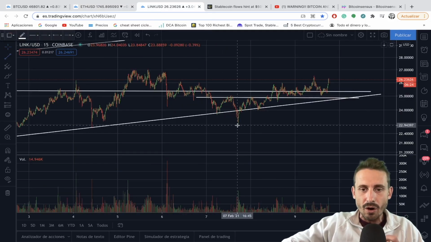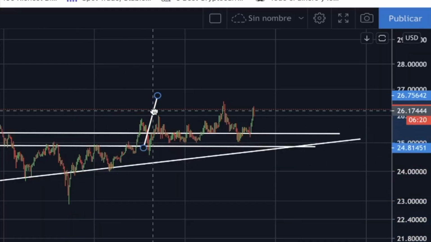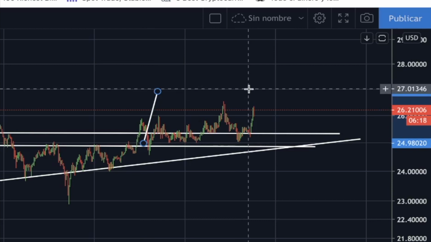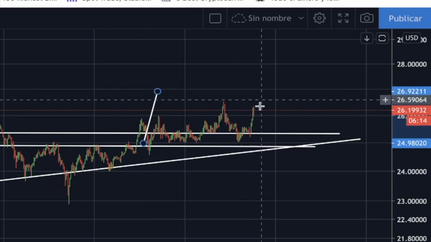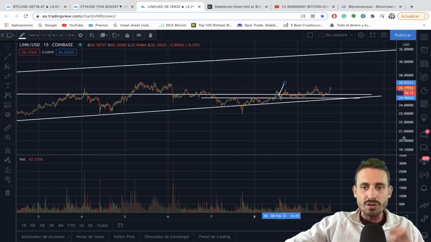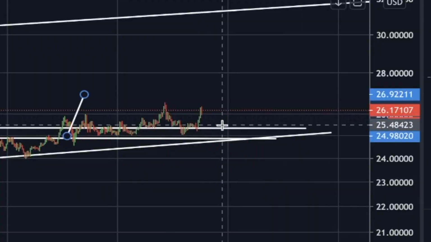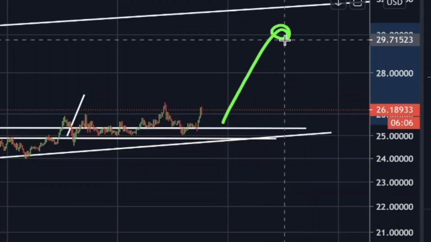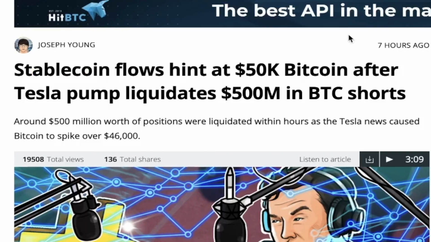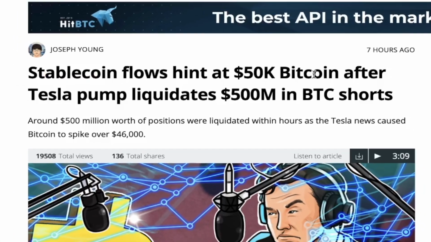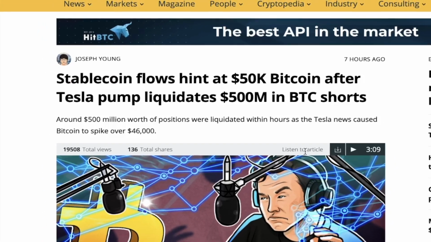We can see that we almost arrived to my targets from this inverse shoulder, head and shoulder pattern here, almost arriving to the 26.9 levels. We're just about nearly getting there, and I'm going to show you my new targets for the Link US dollar. We are potentially going to come all the way to the $30 range in the next few days, and I will show you why. And stable coin flows hint at 50k Bitcoin after Tether pump liquidates $500 million in BTC shorts.